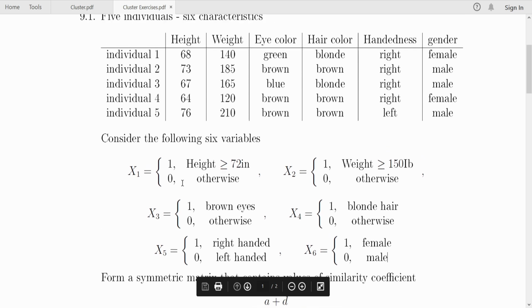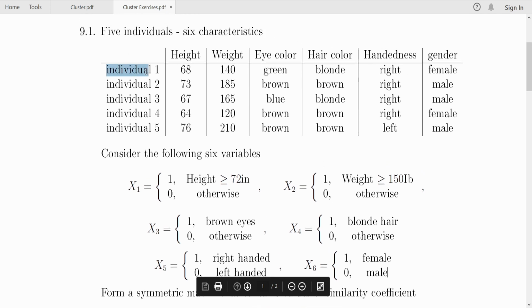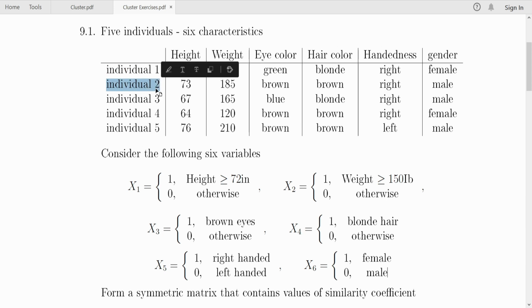Okay, so let's solve this exercise. So let's group these individuals, these 5 individuals. Let's see how we are going to cluster them based on this technique. Okay, so keep looking at this table, these 6 characteristics, while I go to Excel. So have this PDF open somewhere, or the book if you have the book.